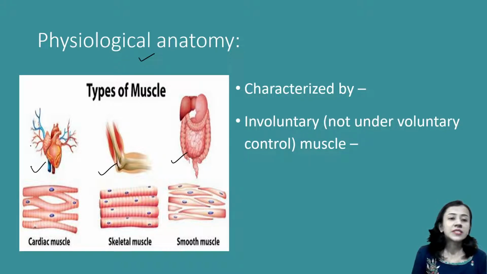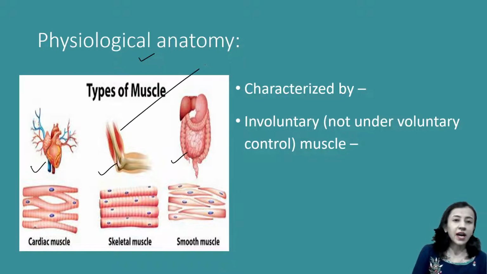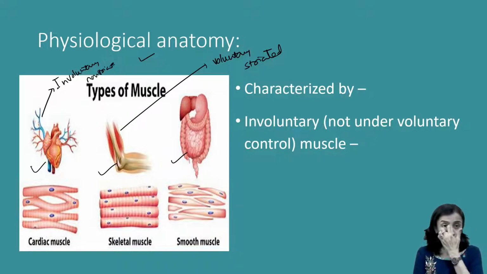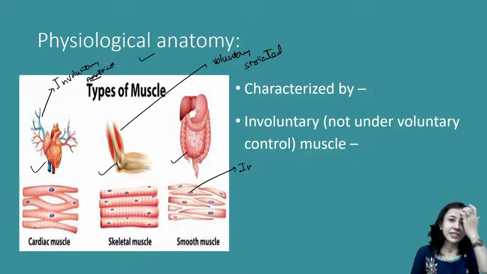Skeletal muscles are voluntary and striated. Cardiac muscles are involuntary and striated, and smooth muscles are involuntary and non-striated.